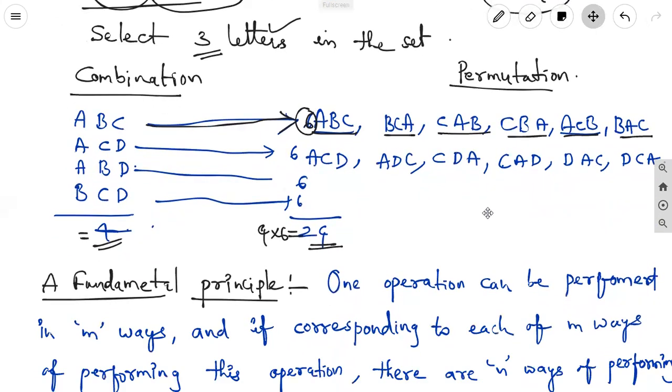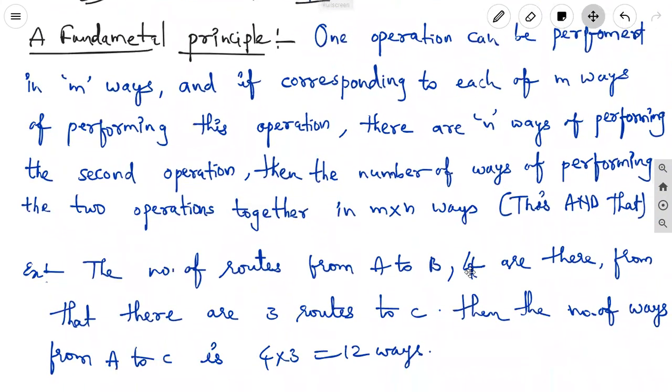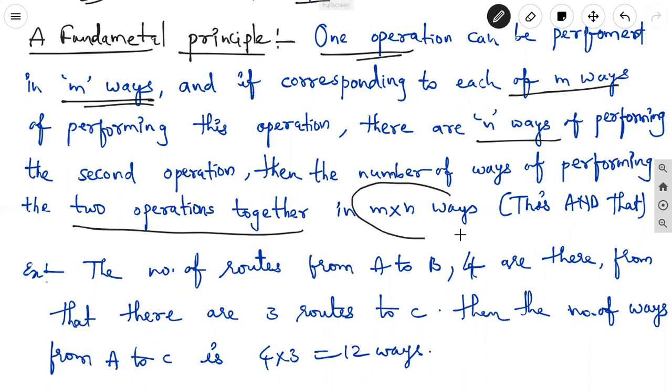That is the difference of the permutation and the combination. Why? Because in the permutation we write in order. This is the fundamental principle of arrangements in the 2 operations. Suppose one operation can be performed in m ways, and for each of the m ways, the second operation can be performed in n ways. The number of ways of performing the 2 operations together is m into n ways.